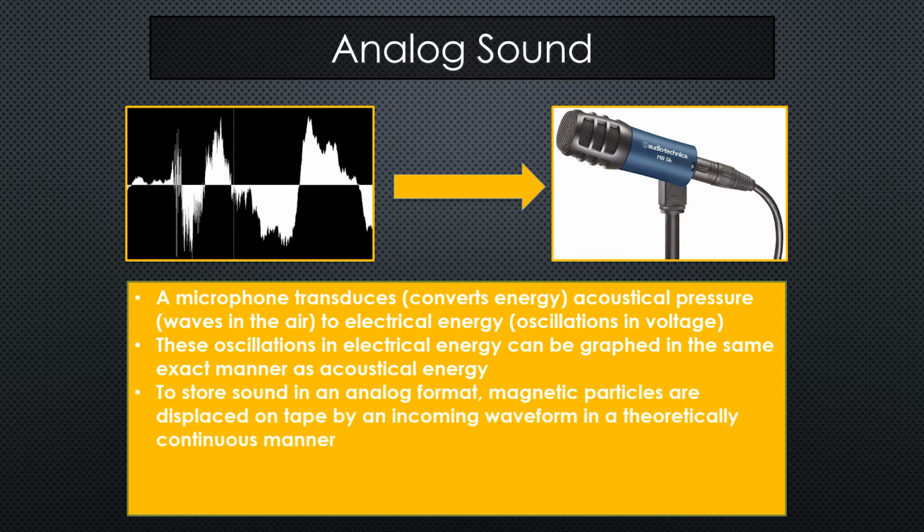To store sound in an analog format, magnetic particles are displaced on tape by an incoming waveform in a theoretically continuous manner. If you know a little bit about how tape works, and if you've listened to music recorded on tape, even though it's not used nearly as often as it used to be, we're thinking about how that tape is magnetic and it's moving up against another surface. And all it does is cause that surface to move up and down, the playhead within a tape system. The magnetic tape causes that playhead to vibrate up and down really quickly by really subtle amounts, which we can then turn back into changes of sound in the air.